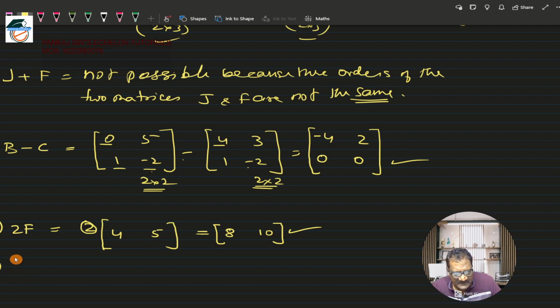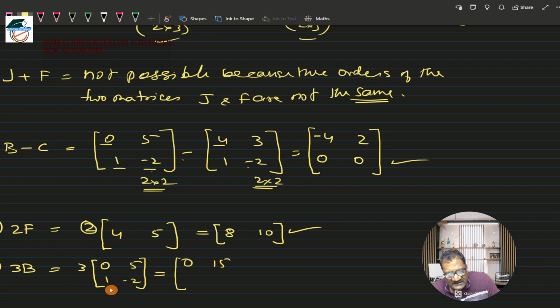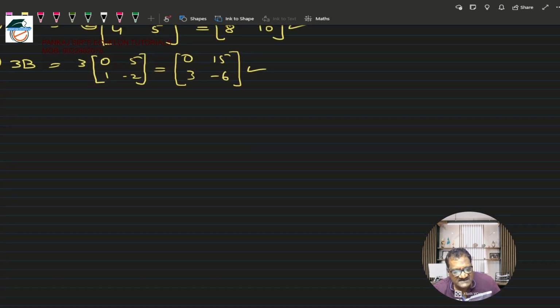Let us go to the sixth one. Now I'll be a bit faster. Number 6 is 3b. So 3 is a scalar quantity, and matrix B is, according to my textbook, 0, 5, and then 1 and minus 2. Now this is also a scalar multiplication of a matrix. So as I told you, you'll have to multiply this 3 with each and every element. So you will get 3 into 0 will be 0, and 3 into 5 will be 15, then 3 into 1 will be 3, and 3 into minus 2 will be minus 6. So this is the answer for that 3b. Is that correct?